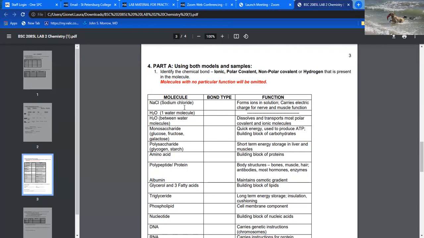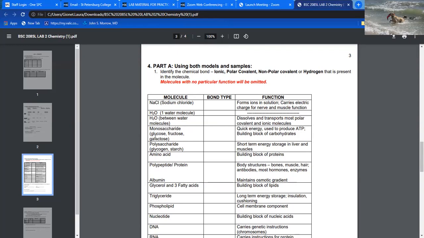Functionally, let me just go back up to the top. Sodium chloride forms ions in solutions. They can carry electric charges for nerve and muscle function. That's good. One water molecule, there is no particular function because you're never going to have just one. And multiple water molecules dissolves and transports most polar covalent and ionic molecules because like dissolves like when it comes to solvency.